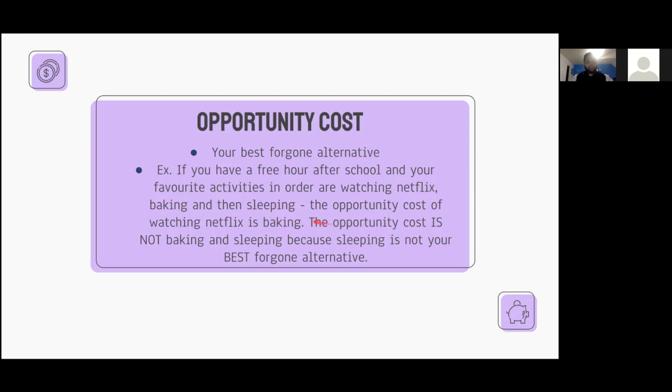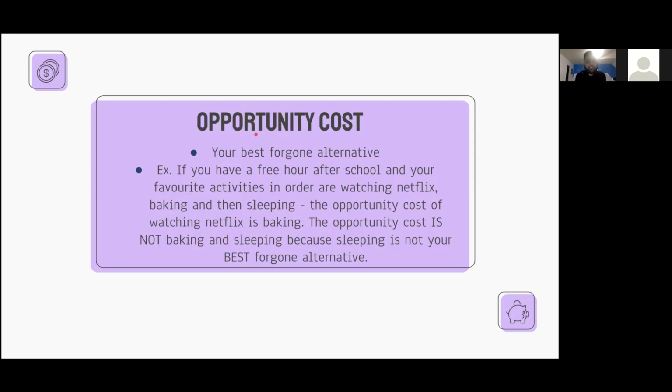The opportunity cost in this case would not be baking and sleeping, because sleeping would be your third best option in this specific context, right? So the opportunity cost only refers to the best alternative option that you would have had otherwise. Not all of the other alternative options that you had, but just the best one that you didn't end up choosing, right? So that's what your opportunity cost would look like.